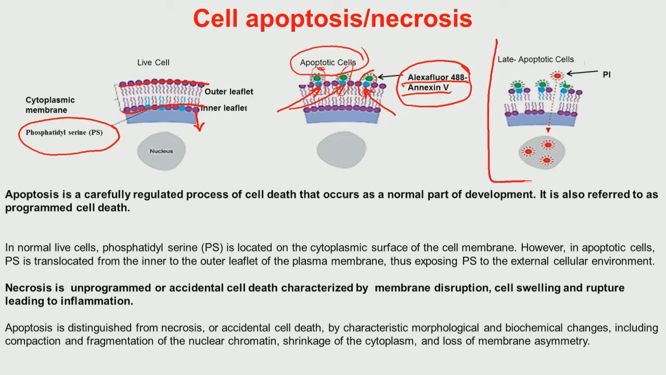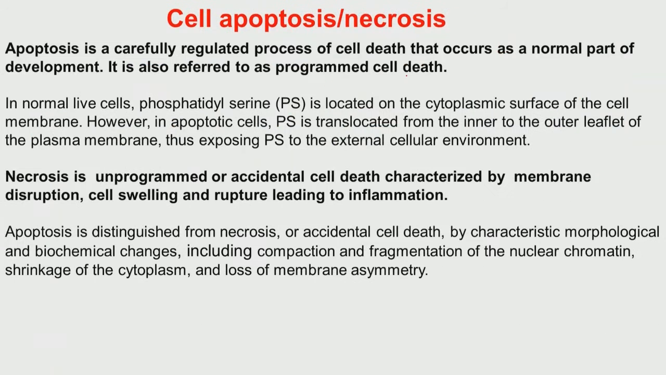Another thing shown here is another fluorescent dye called propidium iodide. It has a unique property: it can intercalate with the DNA of a cell, and once it intercalates, it fluoresces, and you can see where the nucleus is located inside the cell.